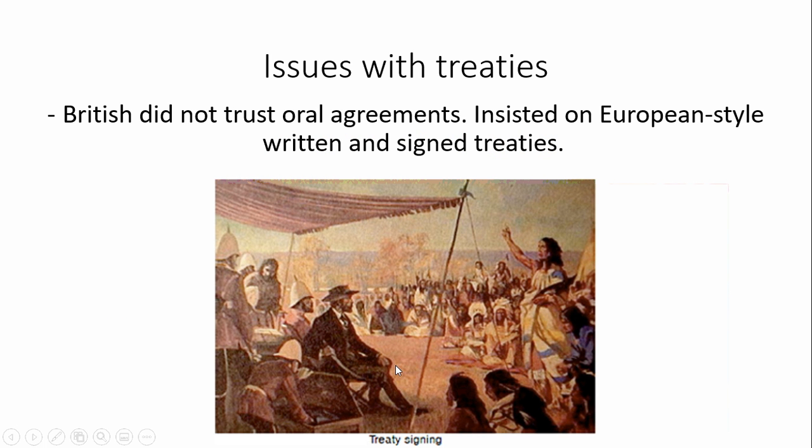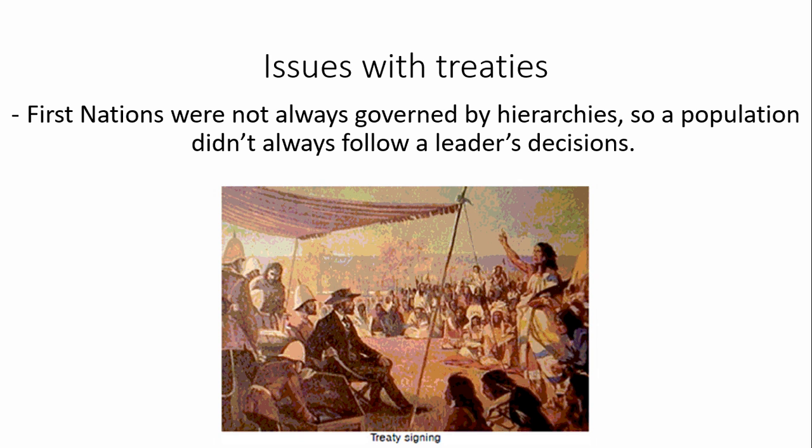Okay, there are many issues that we see, many problems that we see with these treaties. The British did not trust oral agreements, right? So the First Nations people, they were used to oral agreements, right? Whereas the British, they were not used to oral agreements. They were used to having written and signed treaties. Also, First Nations were not always governed by hierarchies, right? So a population didn't always follow a leader's decisions, right? Many First Nations didn't have the equivalent of, say, a king. Like European nations had a king and everyone would listen to the king, right? Otherwise they would get in serious trouble, right? Well, that wasn't always the case with First Nations.